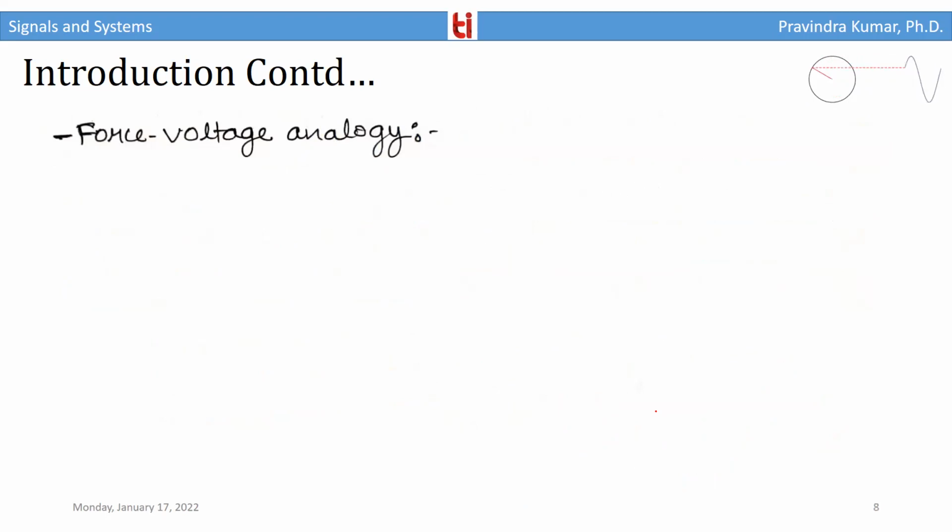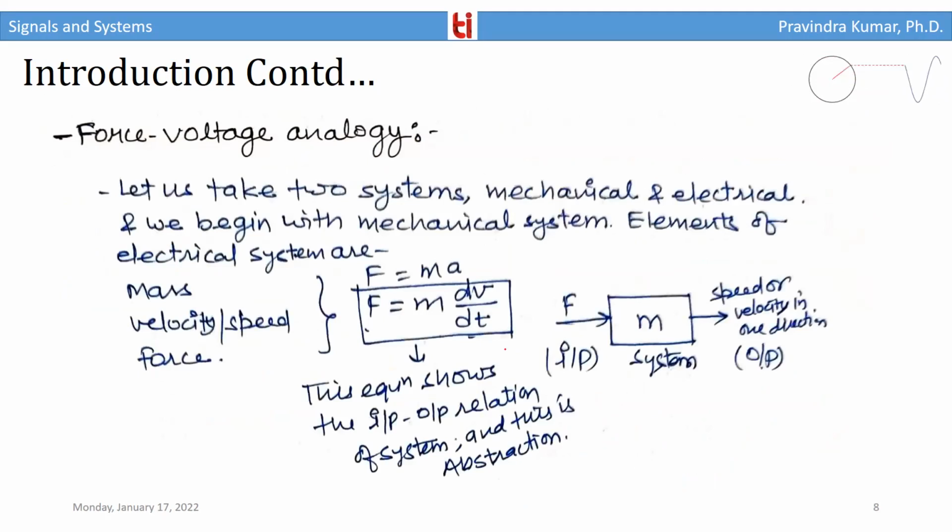Just like if I consider two systems, mechanical and electrical, with the force-voltage analogy: in a mechanical system, if I apply a force on a mass, then this mass is going to move, suppose in this direction. You know F equals ma, or I can define it by the equation F = m dv/dt. So this is the input, this is the velocity, which is the output, and this is the system.